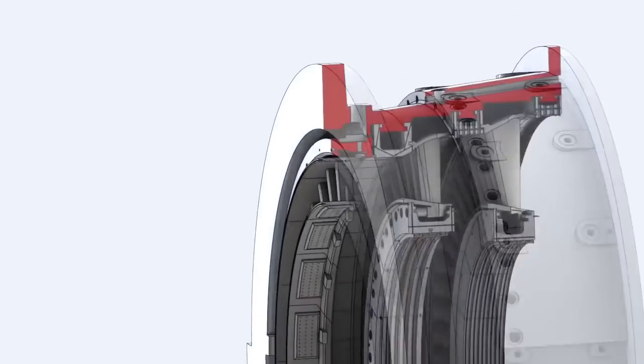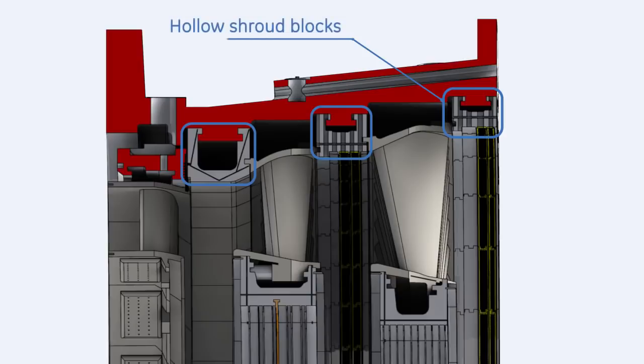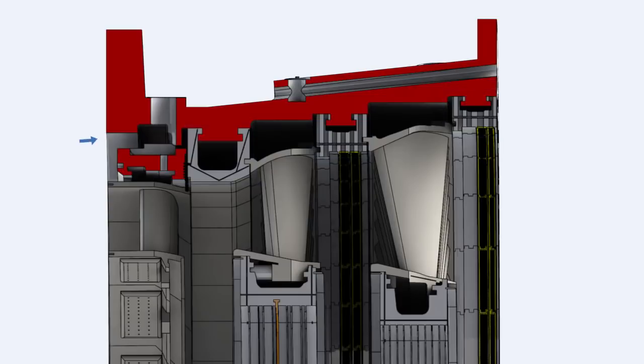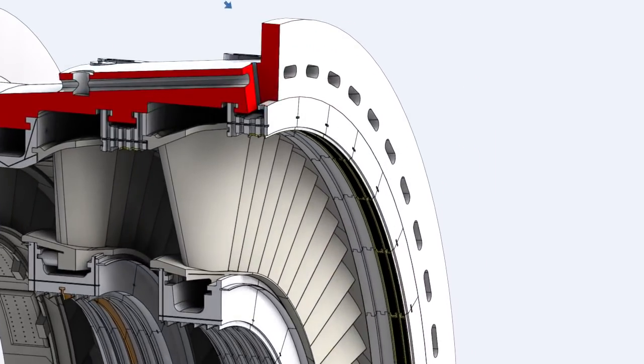The heat transfer from hot gases is reduced by the following means. Hollow shroud blocks provide high thermal resistance between the hot gases and the turbine shell. The first stage shrouds are cooled by the compressor discharge air. The third stage shrouds are cooled by cooling air from the cooling and sealing system.